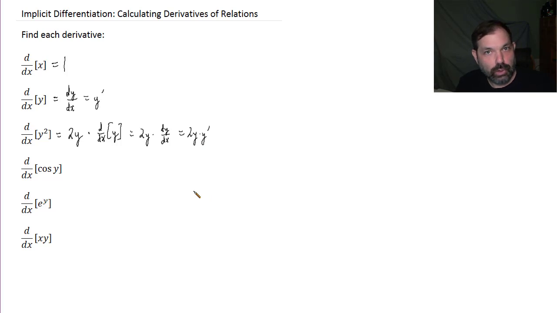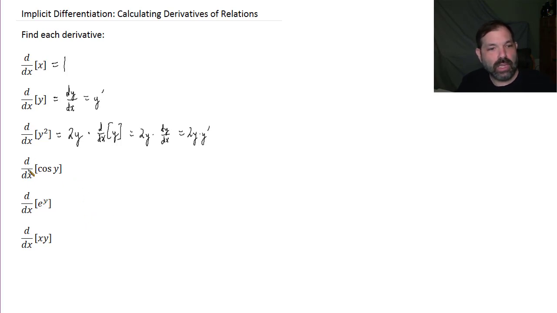It's not just 2y, because we're not differentiating with respect to y, we're differentiating with respect to x. We have to be very careful about the notation and understanding what the independent variable is that we're differentiating with respect to.